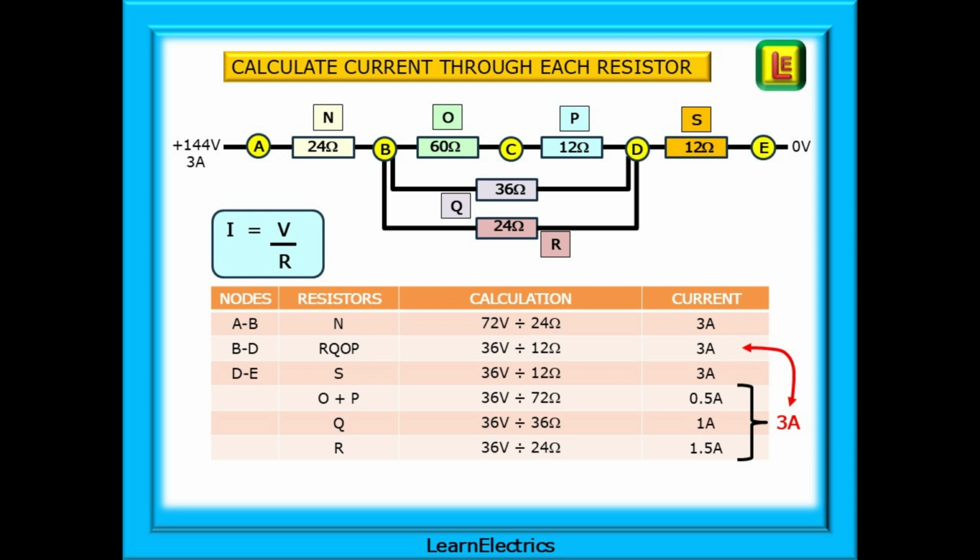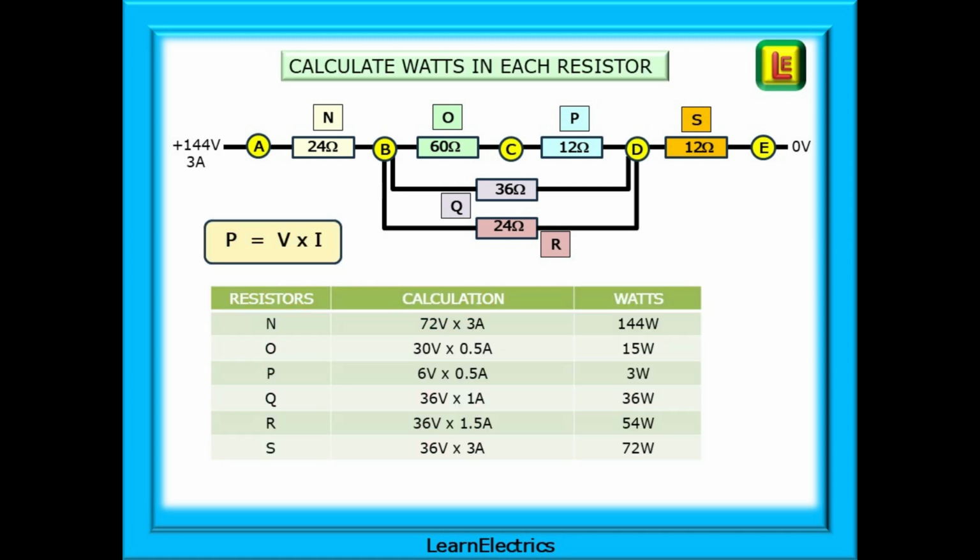Add these 3 numbers together. A half plus 1 plus 1.5 is 3 amps. Exactly the number for the current through nodes B to D. Job done. Now we can calculate the watts in each resistor.